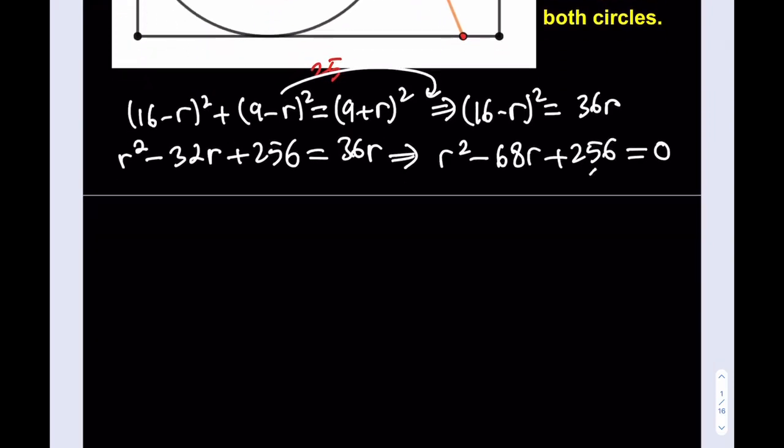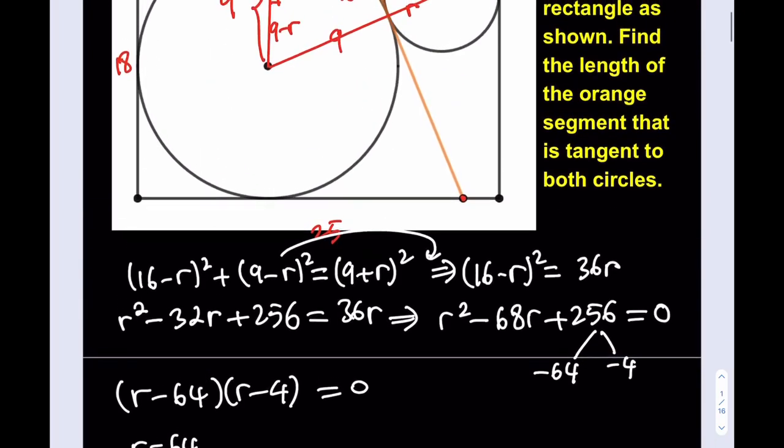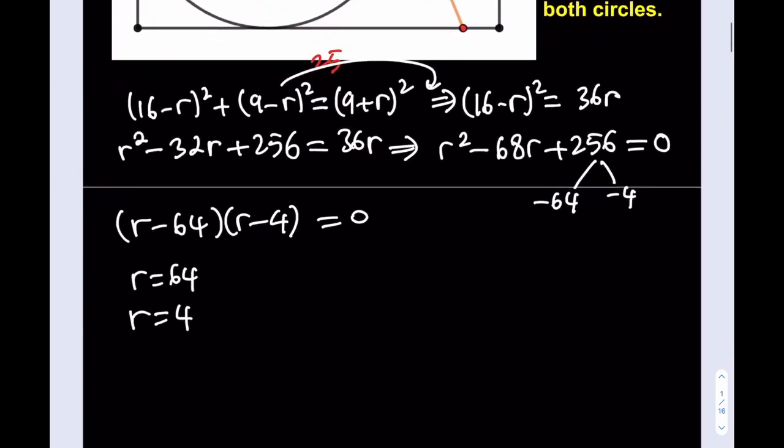Okay, so what are the factors? We got to find two numbers whose product is 256 and whose sum is negative 68. And those numbers are negative 64 and negative 4. Awesome. So then I can write this expression as (r minus 64) multiplied by (r minus 4) equals 0. And from here we get the two solutions, r equals 64 or r equals 4. Obviously, this circle is inscribed in a 25 by 18 rectangle, so there's no way the radius can be this large. So we're going to discard 64 and use r equals 4 for our figure.